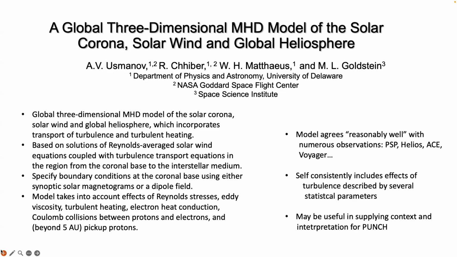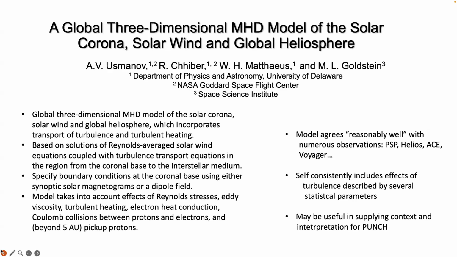So anyway, we use Reynolds averaged equations. We specify boundary conditions at the coronal base. And what new physics do you have by keeping track of the turbulence? Well, two things that I can think of: you can do field line random walk, which you can't do if you don't resolve all the way down to the sub-grid scales.